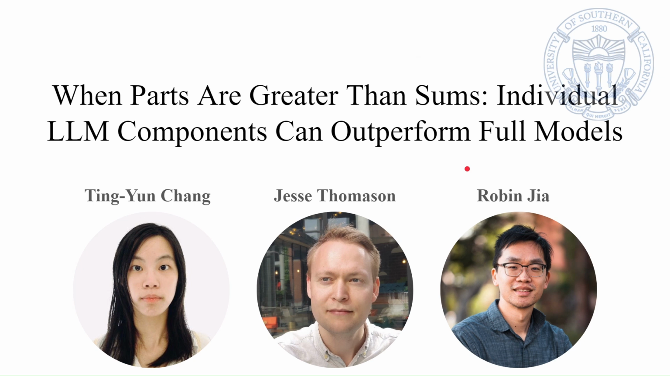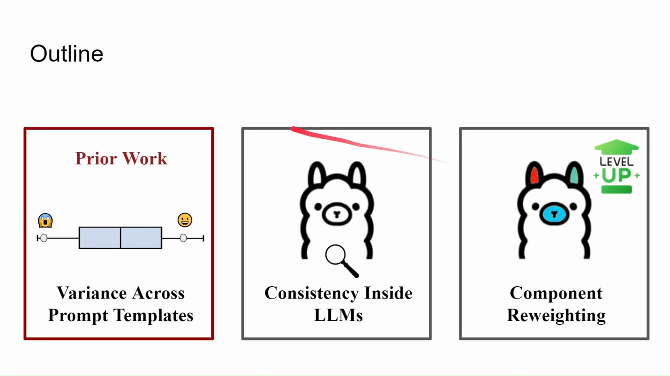I'll talk about our paper, When Parts Are Greater Than Sums: Individual large language model components can outperform full models. First, I'll talk about previous work on prompting and in-context learning. Second, I'll share our findings after we look into the LLM internals. Finally, based on our findings, we propose an efficient and effective few-shot learning method.